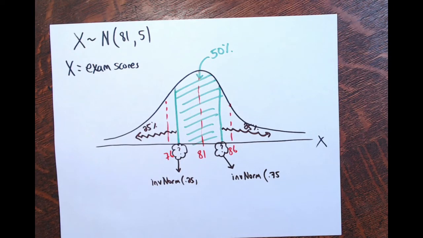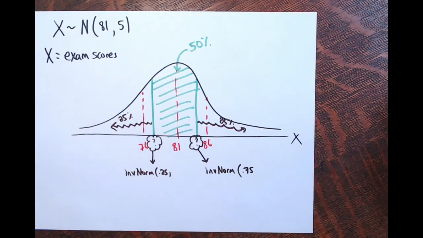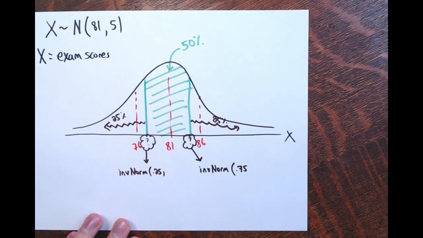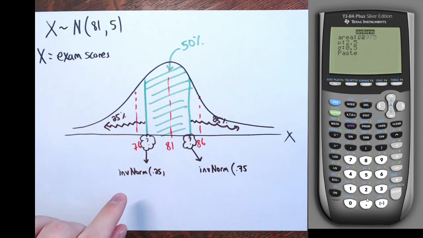All right. So let me go to the calculator, and then with this mean and this standard deviation, mean 81, standard deviation 5. So I'm going to the calculator. Again, second, distributions, inverse norm. And this is to find this left value. Has an area of 0.25 to the left of it, 25%. The mean for this distribution is 81. The standard deviation is 5.